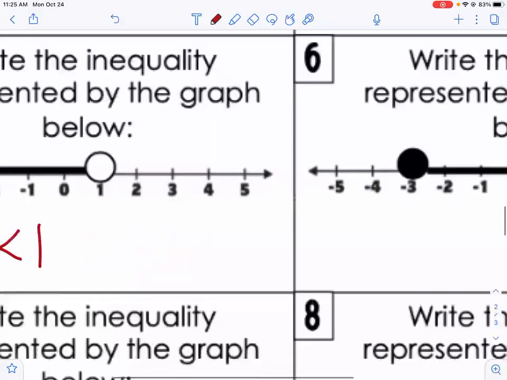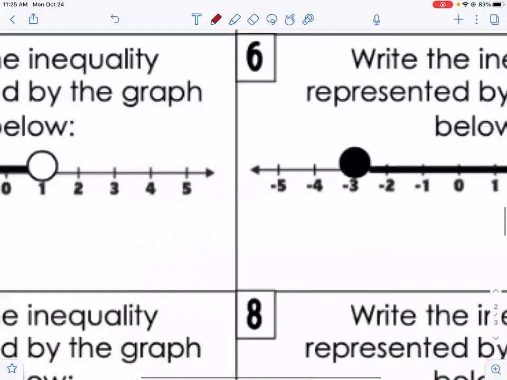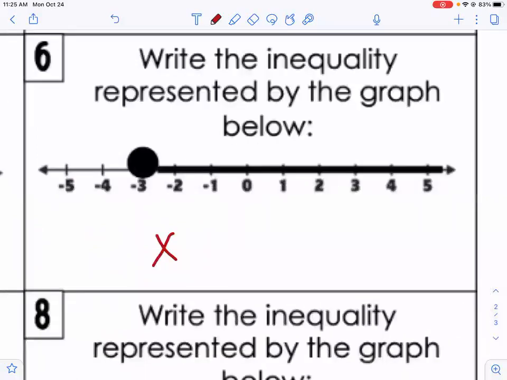Number 6, write down what you think it is. I'm sorry. It's Halloween. It's spooky season. What? Halloween's in a week.